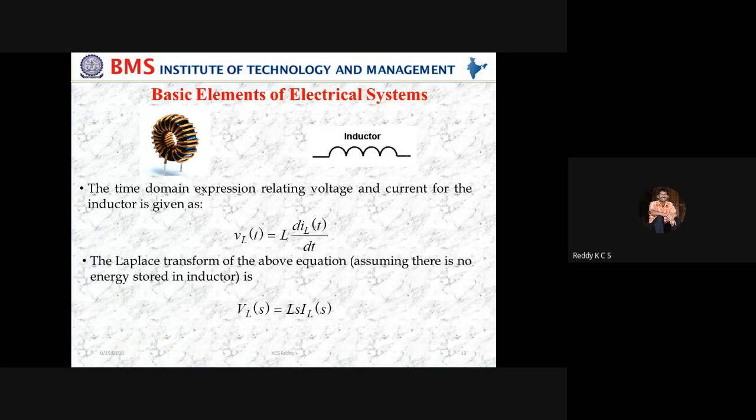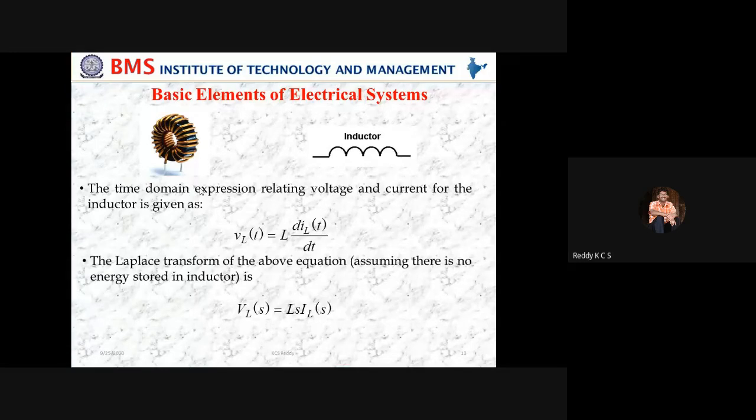So these are the three elements which you can represent in any electrical network. One is the resistor, which carries the current, and also the inductor, which we discussed, and the capacitor. We have discussed how to write the time domain equations for the voltage in the three elements, as well as the Laplace transformation of these three elements.